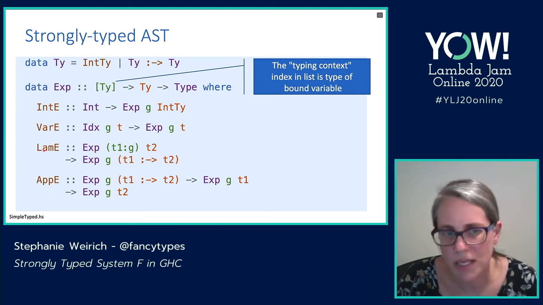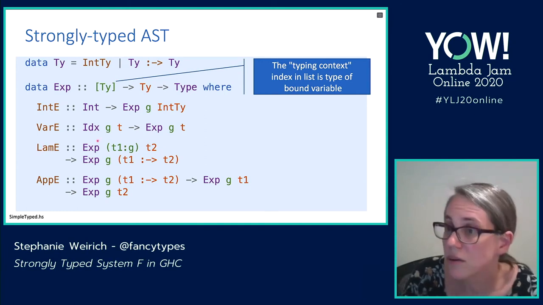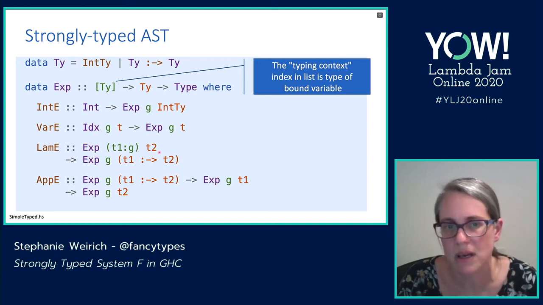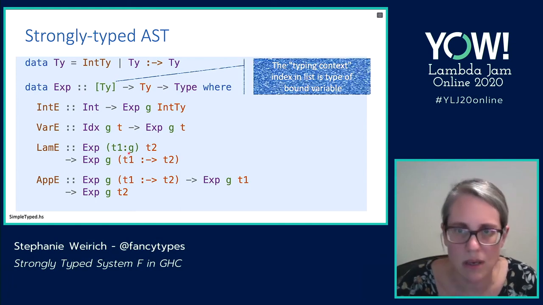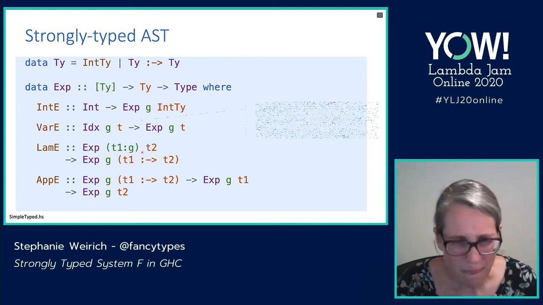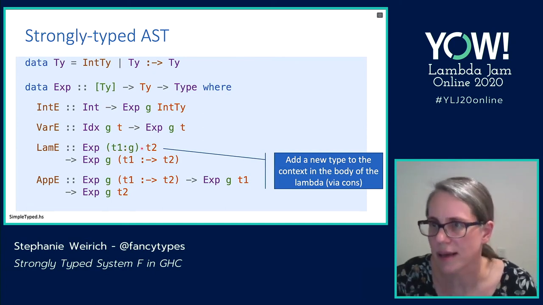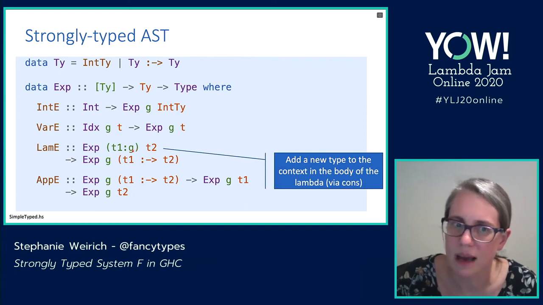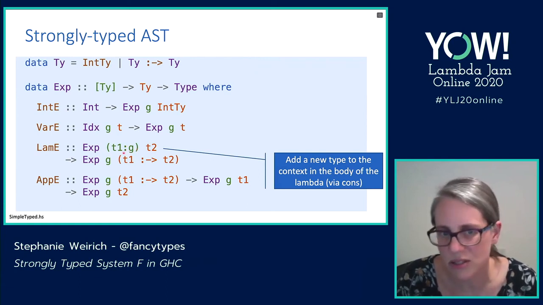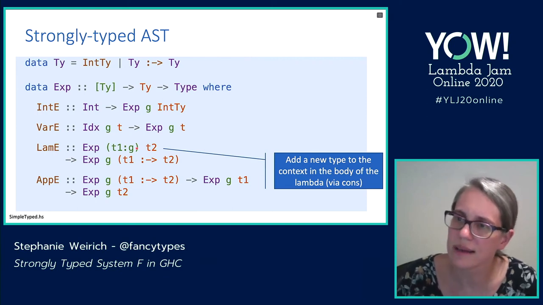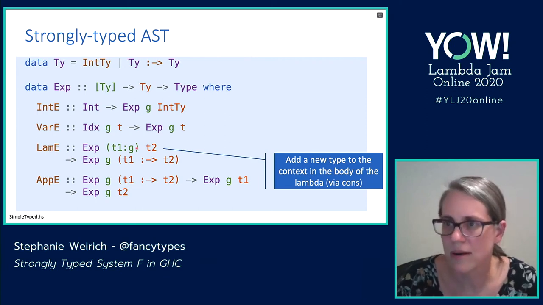Now, when we have a lambda expression, we are going to be introducing a new variable. And you can see that happen here in the body of the lambda expression, we are taking the typing context and we're adding a new type to it. We're adding the type of the parameter. This is just a normal Haskell cons operator for a list. We're making a bigger list with a new type in the front, and that's recording that index 0 has the type T1, which is the type of the parameter to this function.